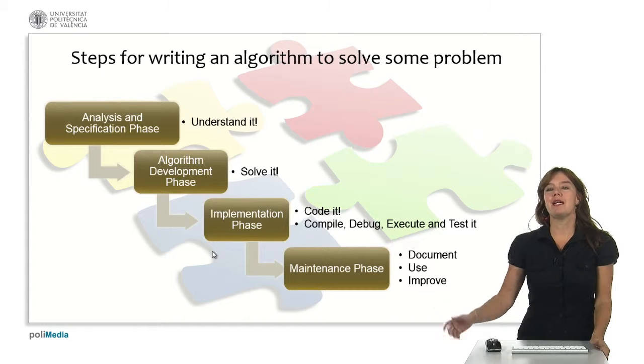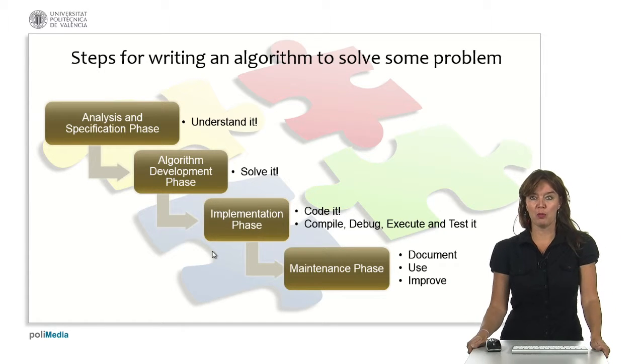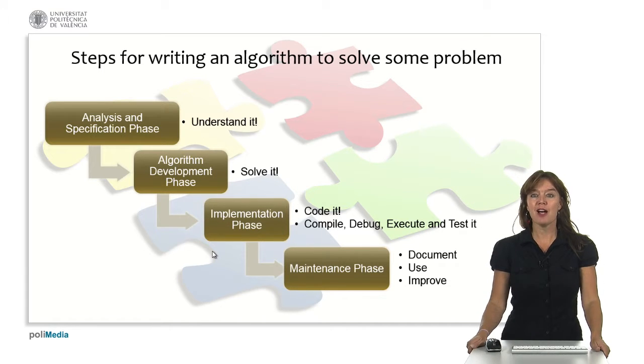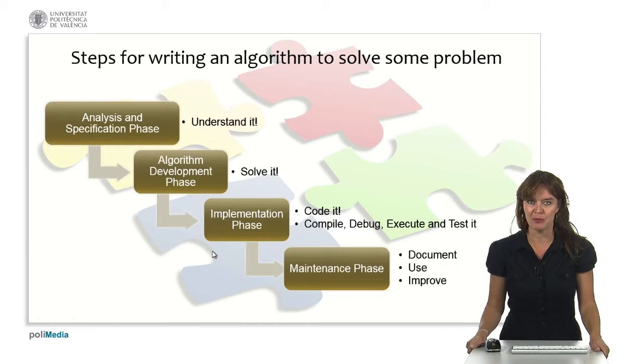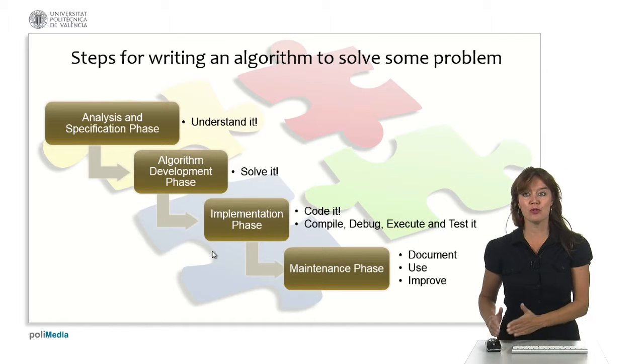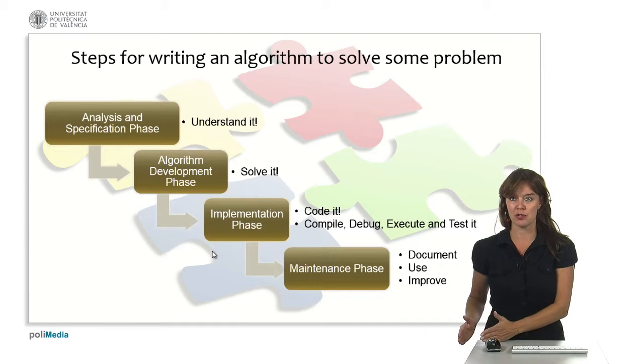So how do we write an algorithm to solve a problem? How do we know which steps we need to take in order to solve a problem? So here on this slide you see 4 phases. The first phase is analyze and specification. Understand your problem. If you don't understand what the problem is, it will be very, very difficult to solve it. So if you understand the problem, you go to the next phase and you write an algorithm. You write this series of steps that takes you to solving the problem and a solution.